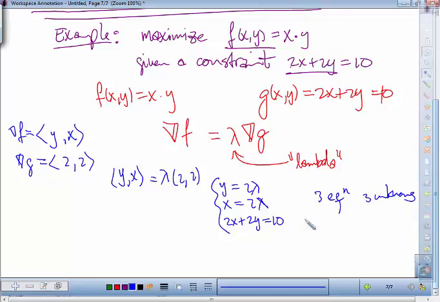Lambda stands for love them and leave them. No, I didn't want to say that. Okay, I'm starting to lose my mind here.